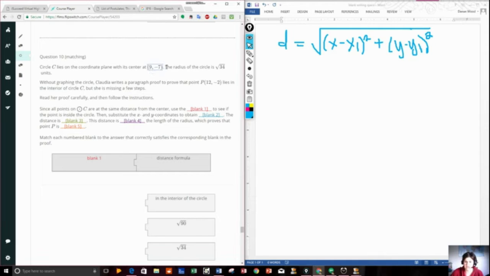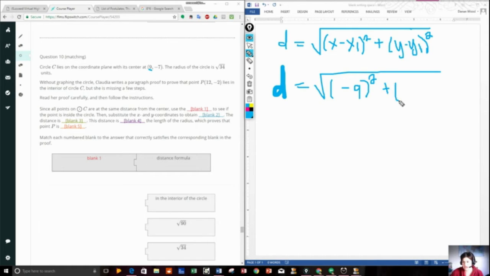Well, we have a center, so I'm going to say D is equal to the square root. Our center, I'm going to say is x1, so the center x coordinate is 9, squared, plus y minus y1, so that'd be y minus a -7. This double negative, the first subtraction sign comes from just the distance formula, and that's being squared. So then what are the other x and y's that we have?